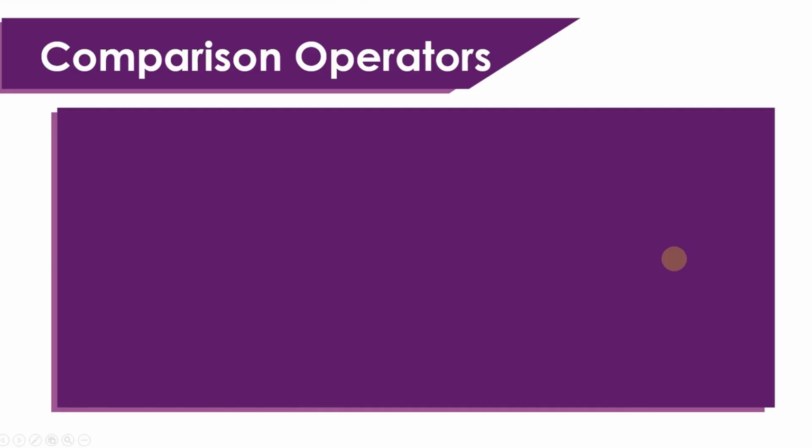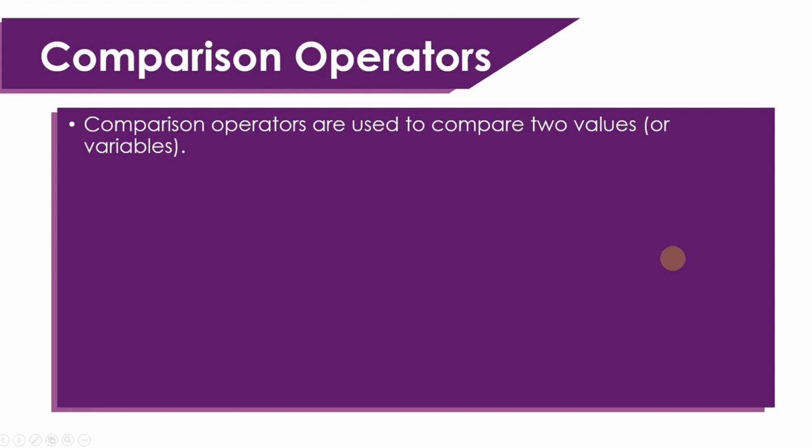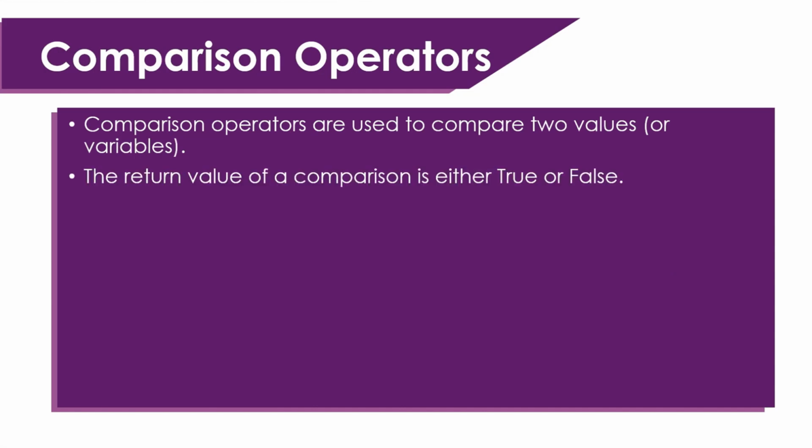Next operator we have is the comparison operator. Comparison operators are used to compare two values or variables. Okay? From the word comparison itself, the return value of a comparison operator is either true or false.